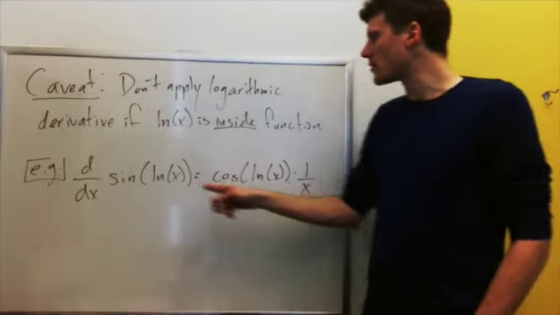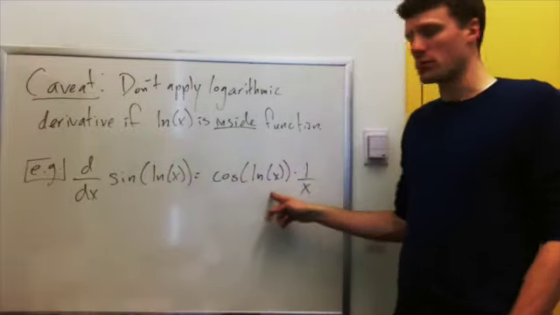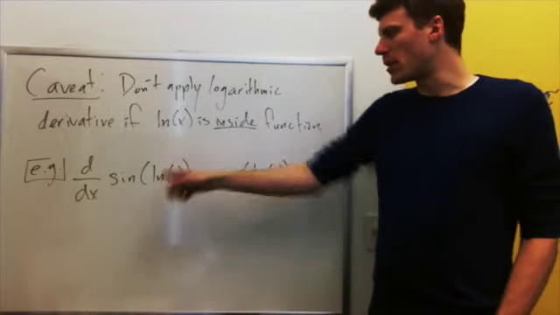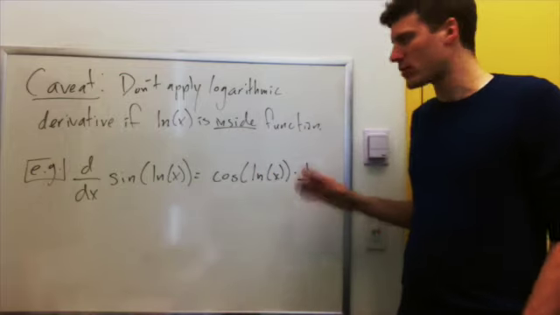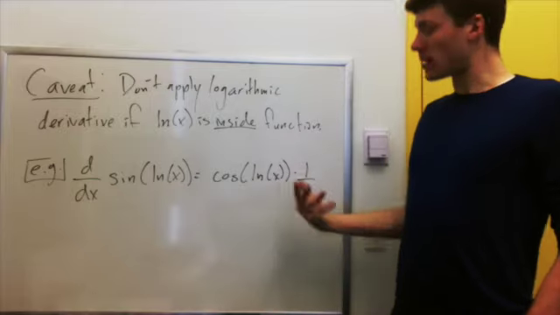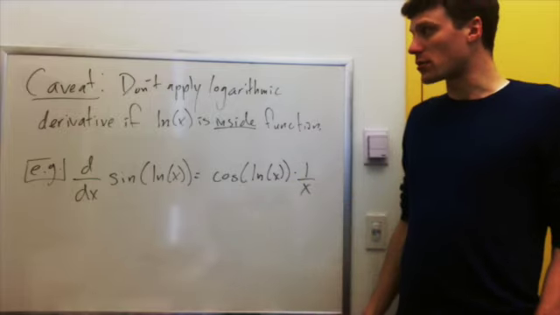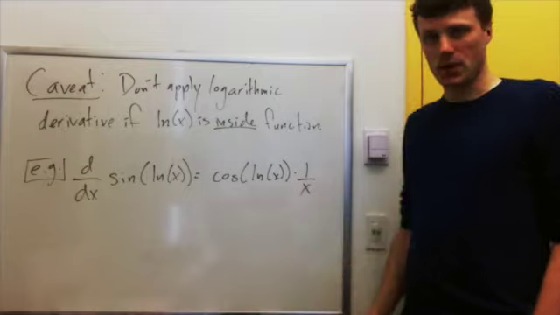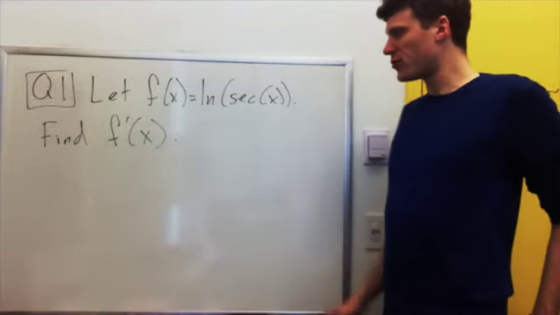The derivative of sine is cosine. I apply that to the inside, which is log of x. Then I multiply by the derivative of the inside, which is 1 over x. And it's not going to be whatever you would think it might be according to the logarithmic derivative. Don't do that. Okay. So here's question 1.